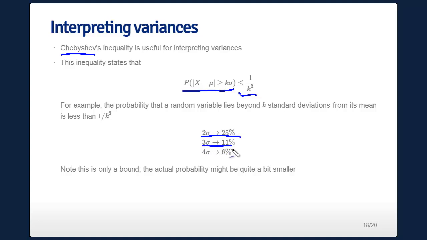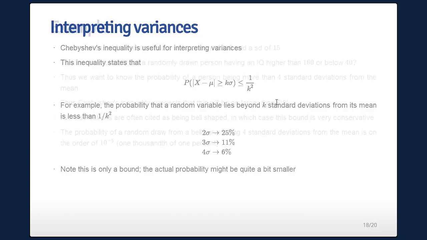3 standard deviations away from its mean is 11% or less, and 4 standard deviations away from its mean is 6% or less. This is a bound. It might be a lot smaller. We know for a normal, for example, 3 standard deviations is way out in its tails, and there's only about 1% chance of being that far or further away. But these are benchmarks for interpreting variances.